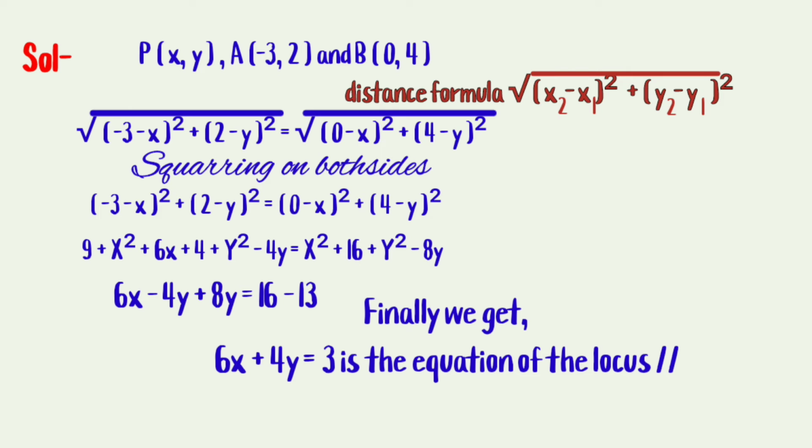4y is equal to 16 minus 13, which is the equation of the locus. By the given condition, we get 6x plus 4y is equal to 3 as the equation of the locus. That's it.